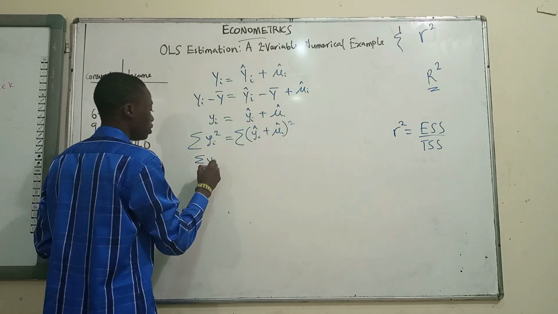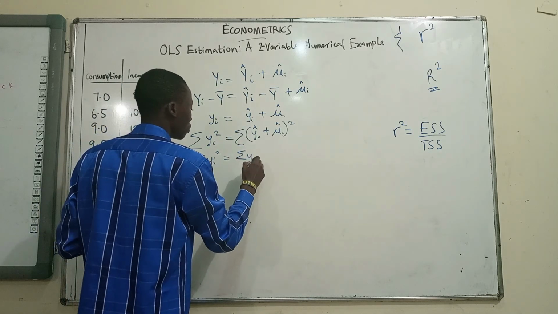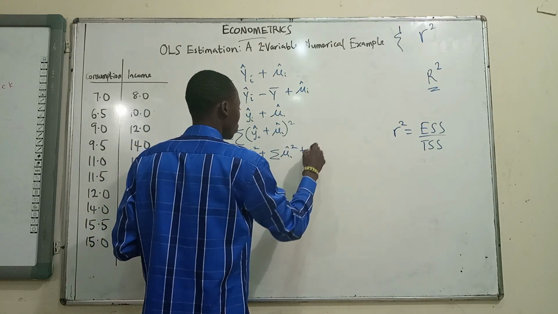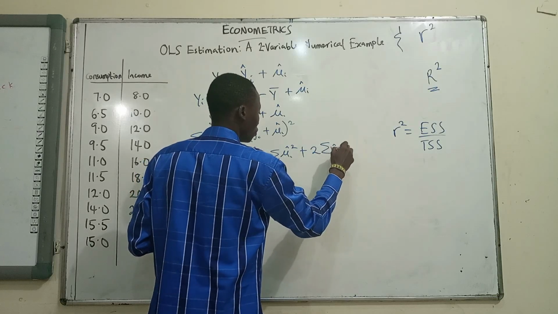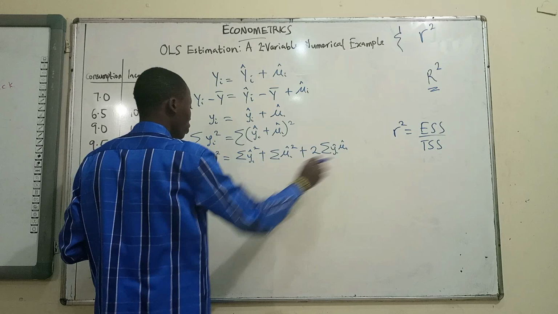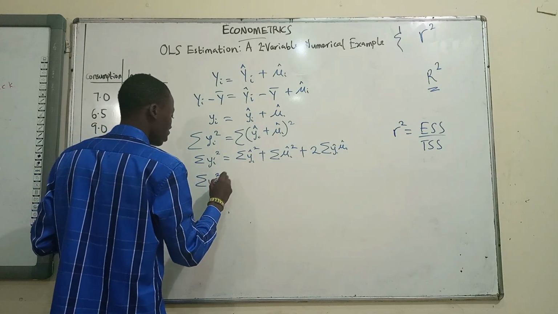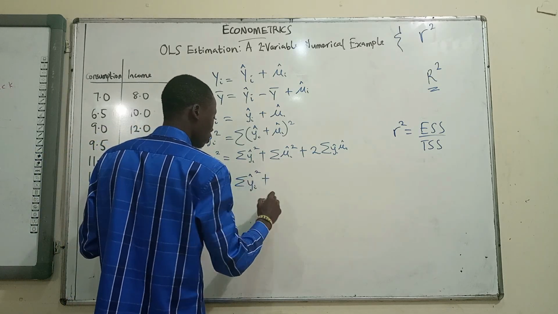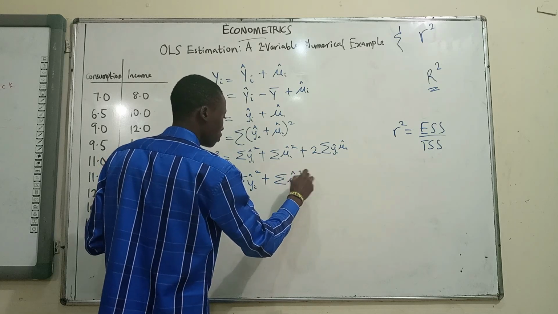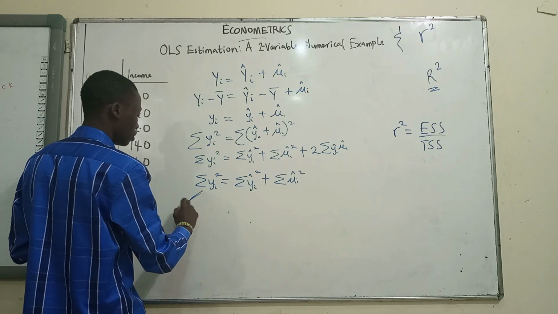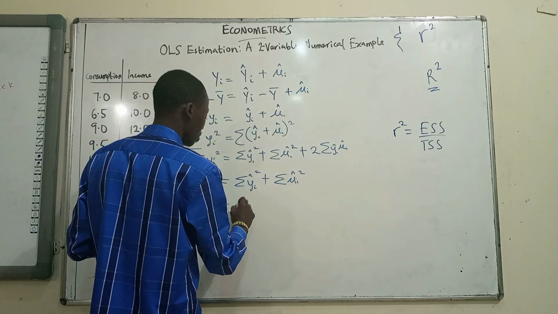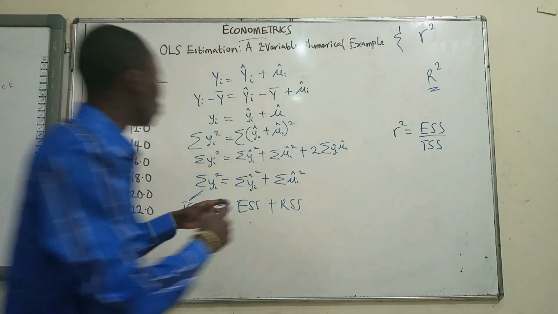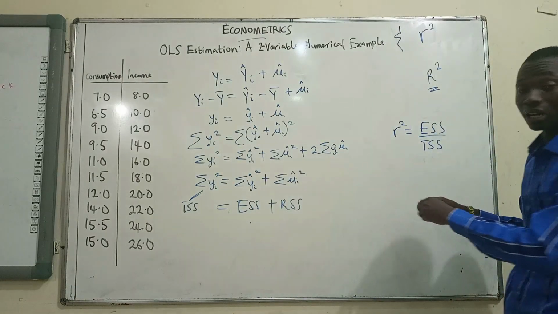Square and take summation, and this will be summation of this squared plus summation of this squared plus 2 summation of the cross term, and this will give us 0. So eventually we'll be left with this. The total sum of squares will be equal to the explained sum of squares plus the residual sum of squares. TSS is equal to ESS plus RSS. Okay, so then with this we can calculate our coefficient of determination.